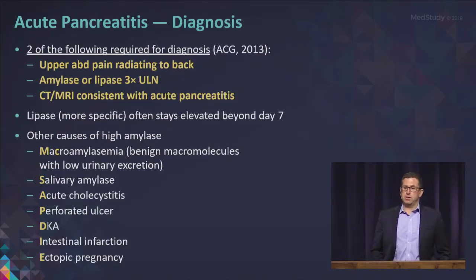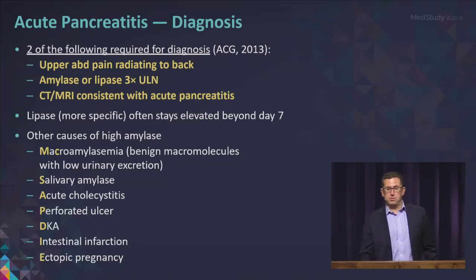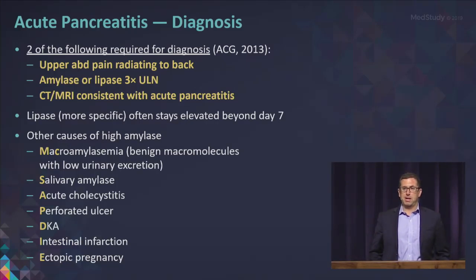In terms of diagnosis, according to the ACG, you really need 2 out of the following 3 criteria. You need upper abdominal pain radiating to the back. You need an amylase or lipase 3 times the upper limit of normal. And you need a CT or MRI consistent with acute pancreatitis. So you need 2 of those 3 things.